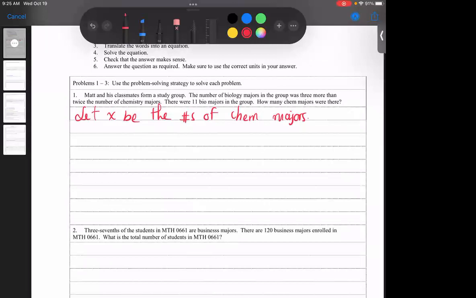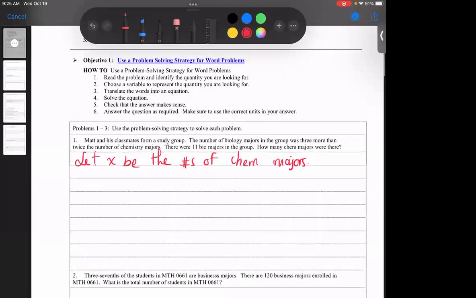All right, so that's one done. Step one is done, or at least two steps done. Now I need to translate words into an equation. What do I have? I know that the number of bio majors was 3 more than twice the number of chemistry majors. Can someone translate that sentence? This sentence right here.